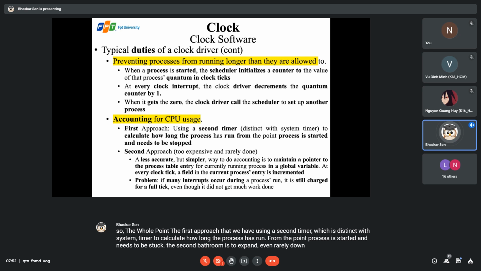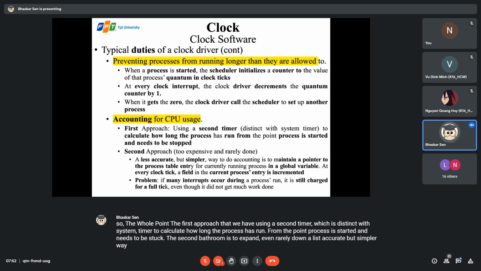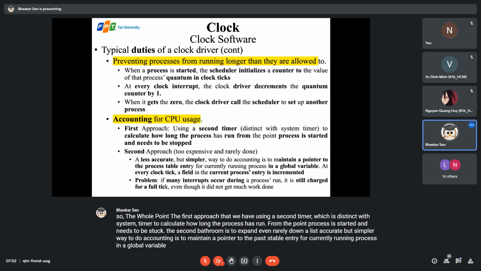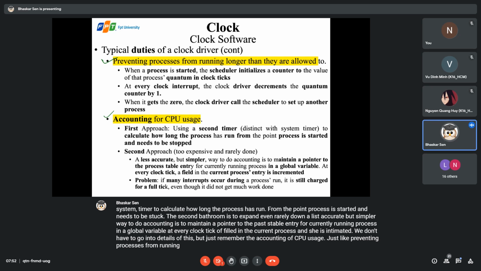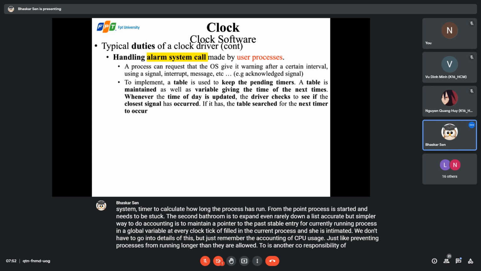A less accurate but simpler way to do accounting is to maintain a pointer to the process table entry for the currently running process in a global variable. At every clock tick, a field in the current process entry is incremented. I don't have to go into details of this, but just remember that accounting of CPU usage, just like preventing processes from running longer than they're allowed to, is another core responsibility of the driver or the software.